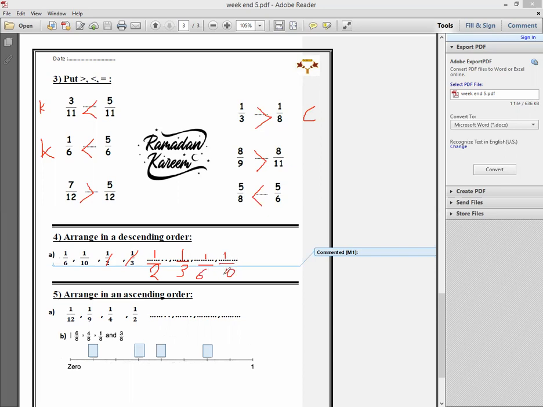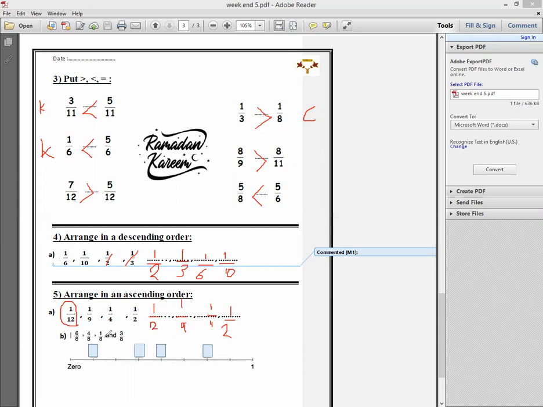The next one, I have to arrange in ascending order. So all of them are crazy fraction. So I search for the greater denominator, because the greater denominator, it will be the smaller fraction. So the smaller one, it will be 1 over 12, then 1 over 9, then 1 over 4, and the last one, it will be 1 over 2.